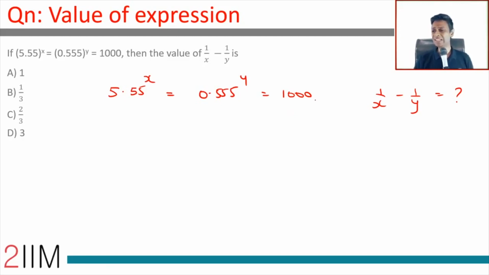And how do we do this? There's a 1 by x and a 1 by y. That should be a giveaway. Dealing with x, I want to deal with 1 by x. How do I simplify?